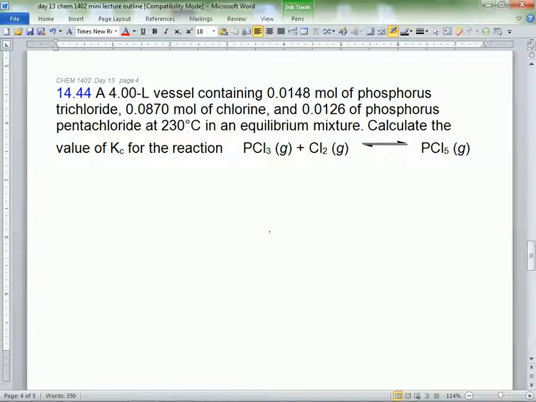So if you're started on 14.44, is this an ice problem? No, it's definitely not, because ice is only for getting equilibrium amounts. They gave you the equilibrium amounts, right? Because they said it's an equilibrium mixture. They want to know what Kc is going to be. So we need a game plan. Write the Kc expression. Exactly. If they want Kc, give them the Kc expression and see if you can figure it out from there.